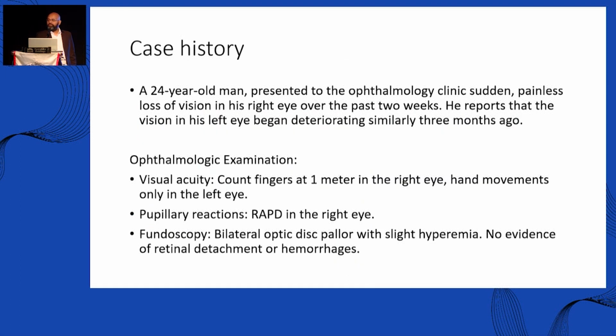Right. Just to confuse the picture a little bit more, this is a 24-year-old man who presents to the ophthalmology clinic with sudden painless loss of vision in the right eye over the past 2 weeks. Reports that the vision in his left eye began to deteriorate 3 months ago. So again, bilateral involvement. Visual acuity counting fingers at 1 meter in the right eye, hand movements on the left. There's some RAPD on the right. Fundoscopy shows bilateral optic disc pallor.